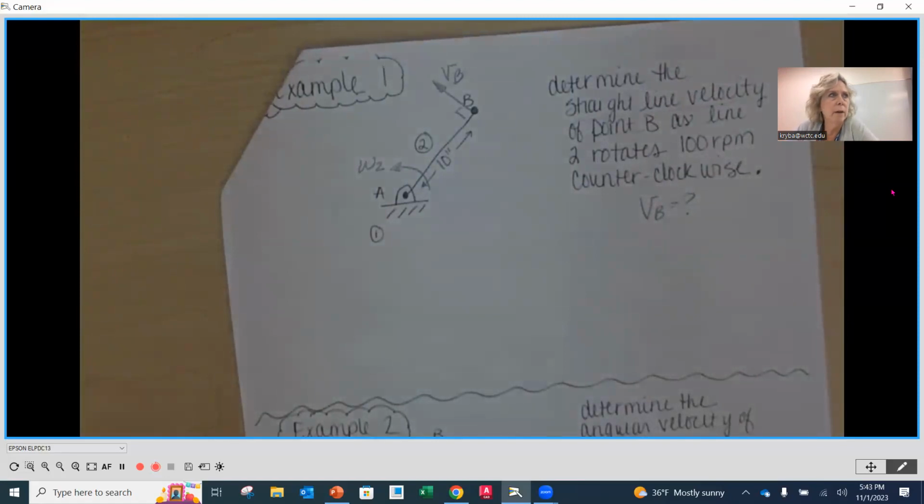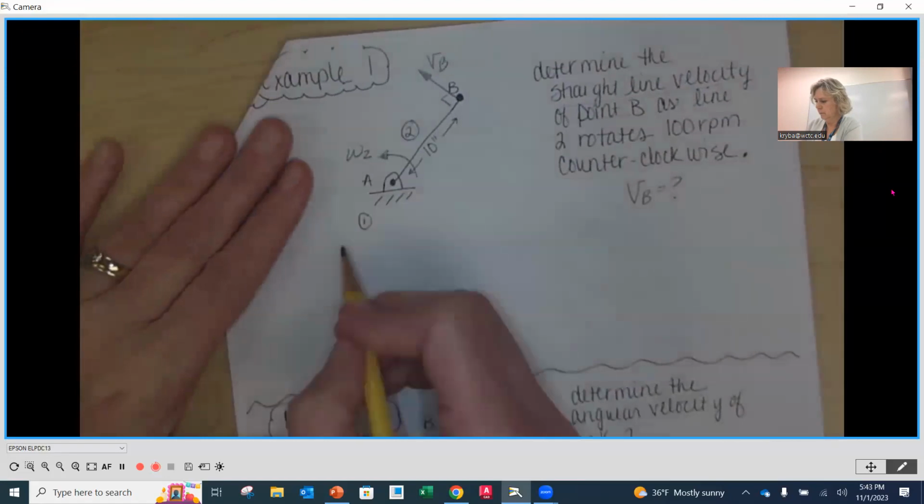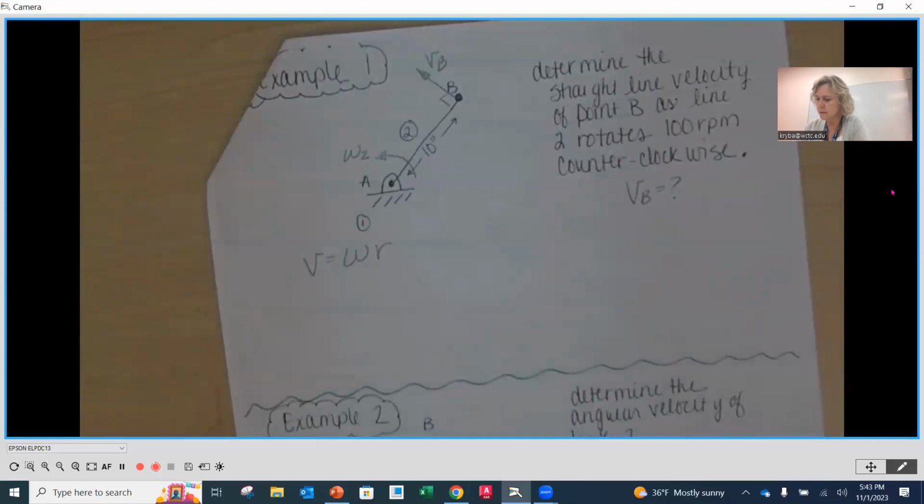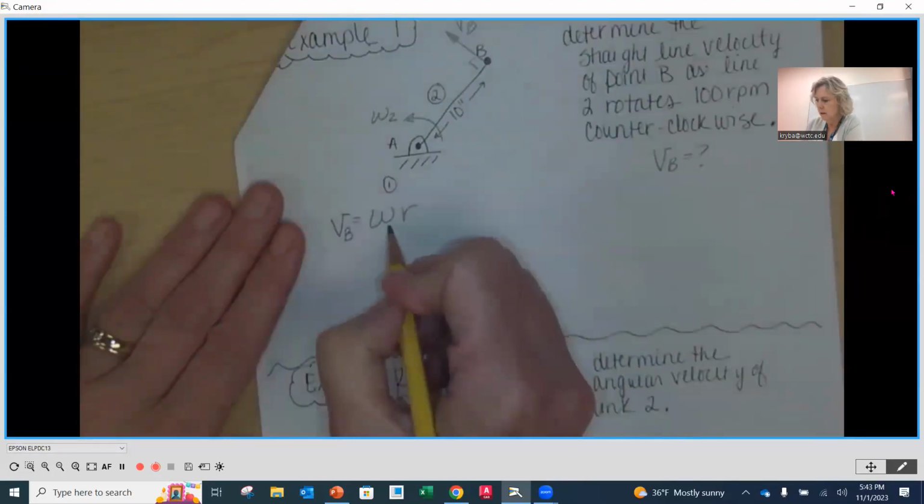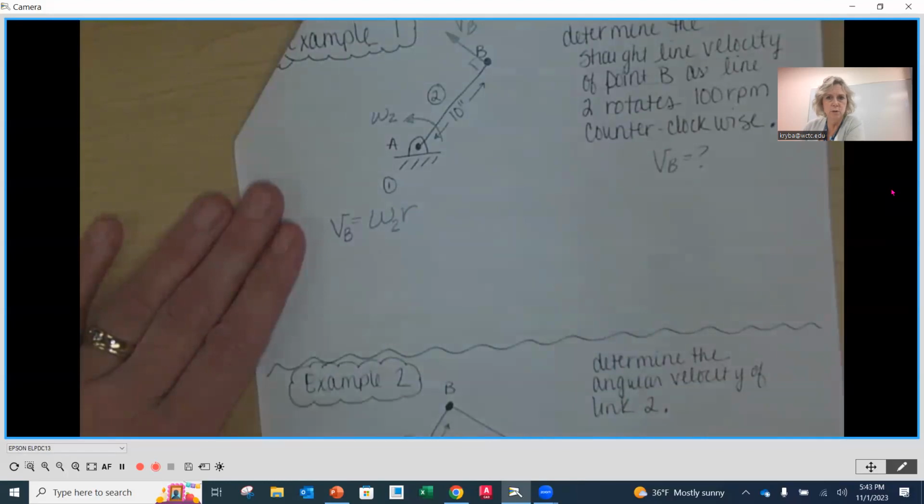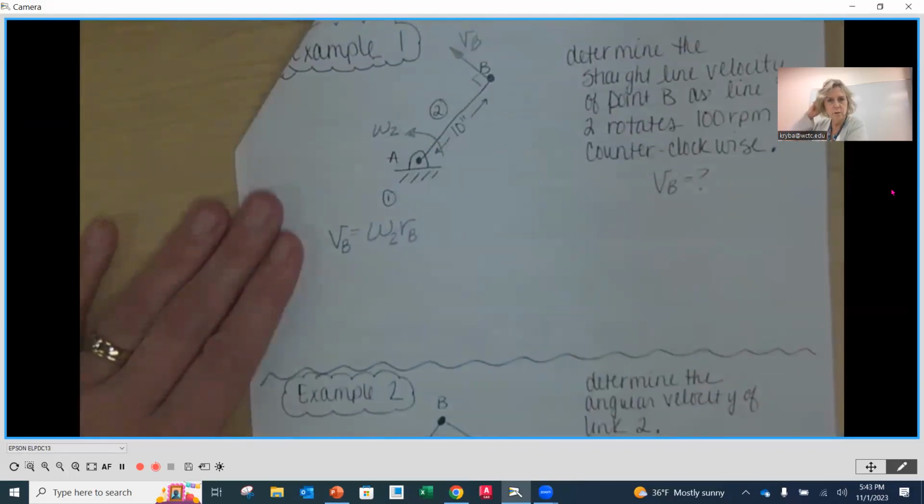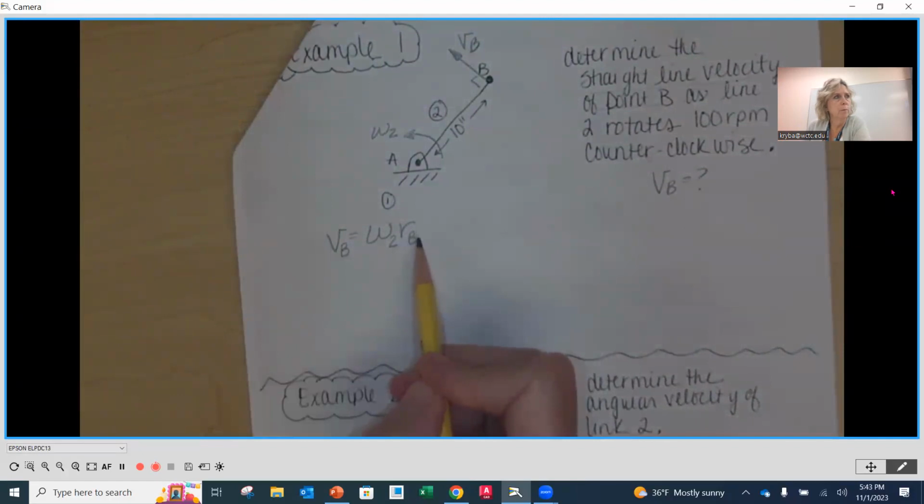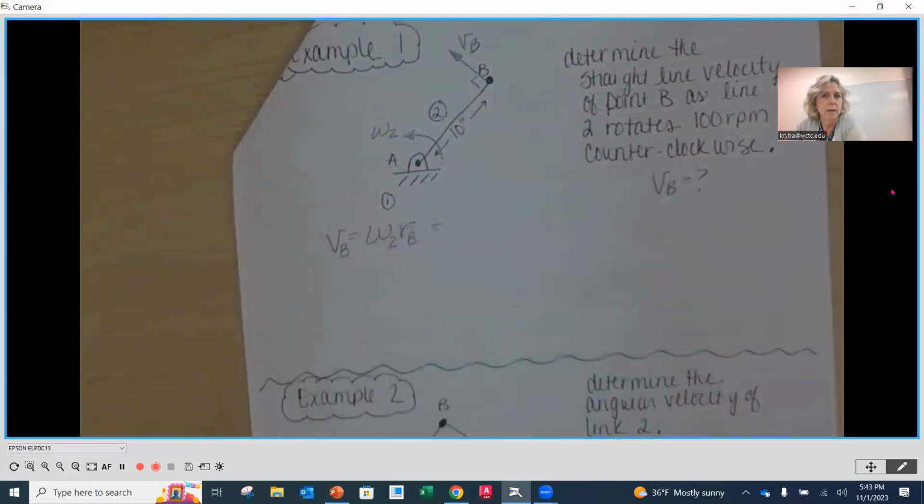So we want to know what the magnitude of that is. What is the number of VB? What is my base equation that I'm going to use here to solve for the velocity of point B? You can look back if you need to. Yep, exactly. In this case, velocity of B is the angular velocity of link number 2 times the radius to point B. So write your equation in variable form first. Now we're going to put our numbers in.